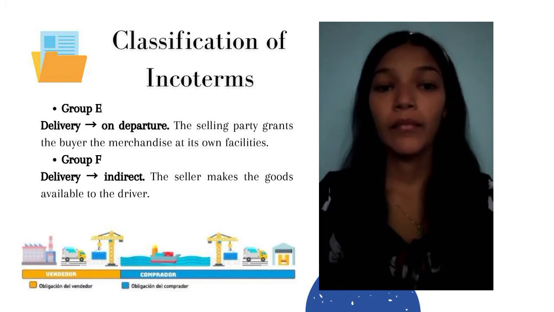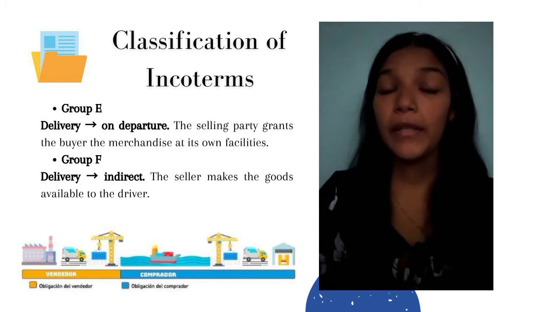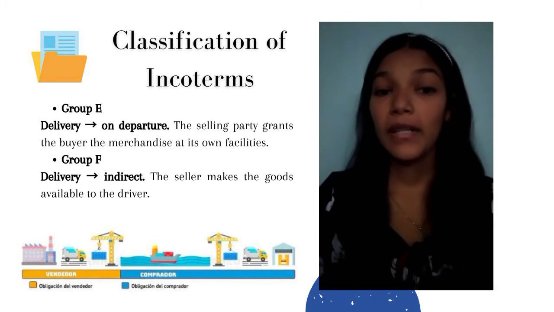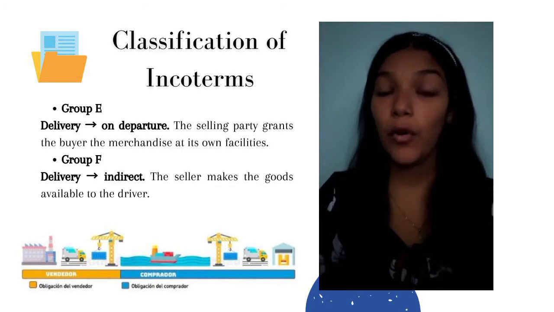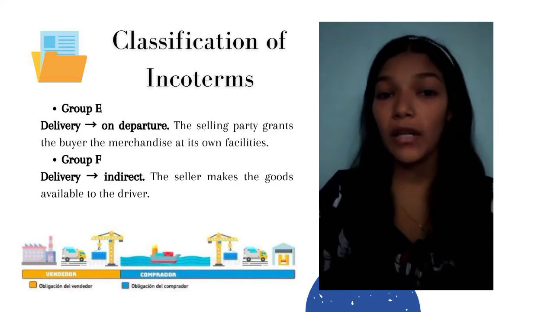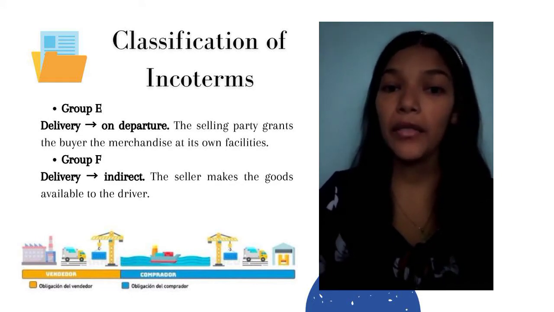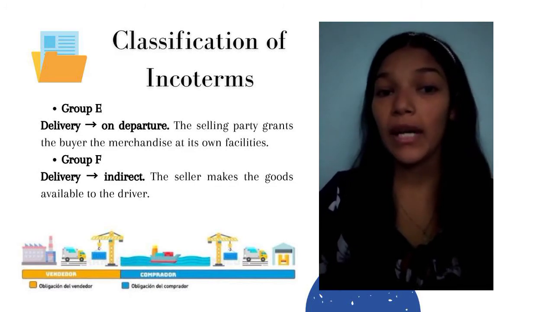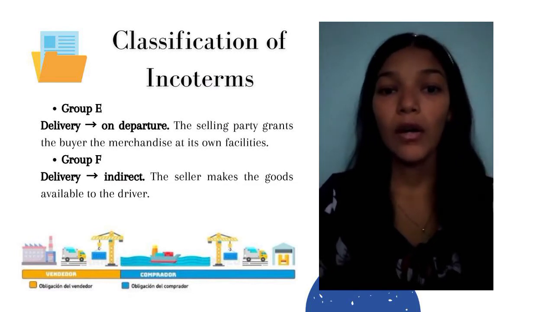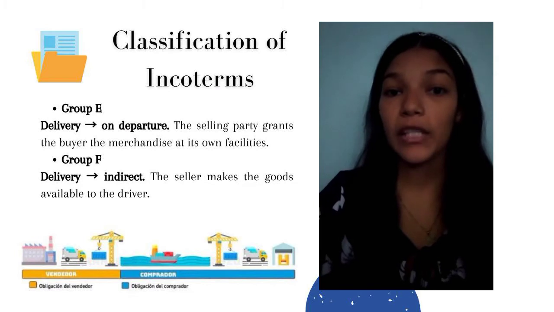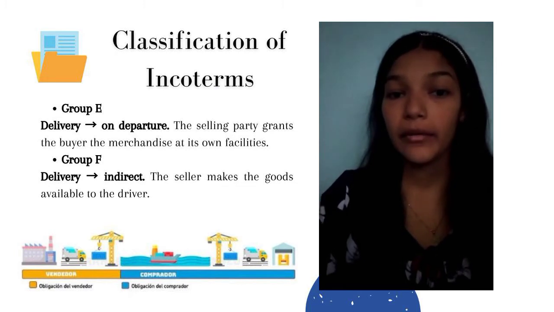Classification of Incoterms. Group E. Delivery on the part of the seller to the buyer of the merchandise is at the seller's facilities, which means it is the most beneficial term from the seller's point of view, since he will not have to do anything other than pack the merchandise and wait for the buyer to pick it up. From that point, all expenses derived from international transport are borne by the buyer.